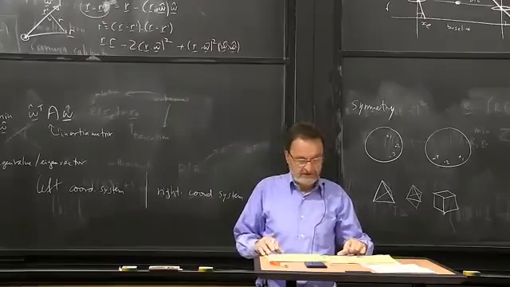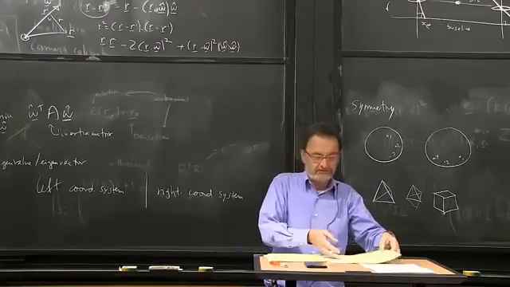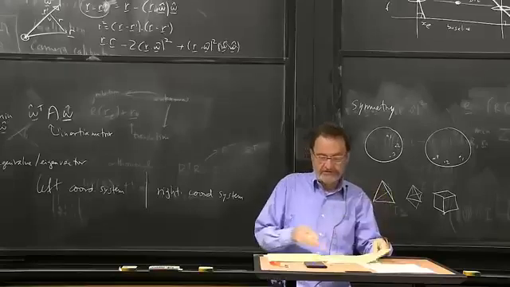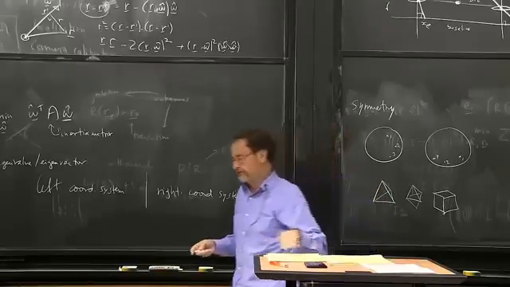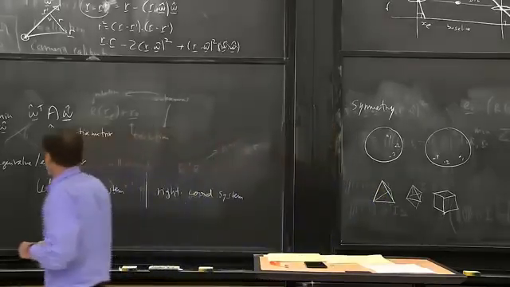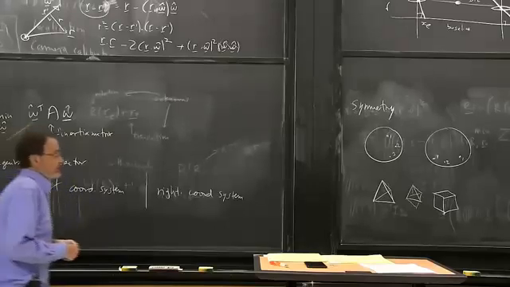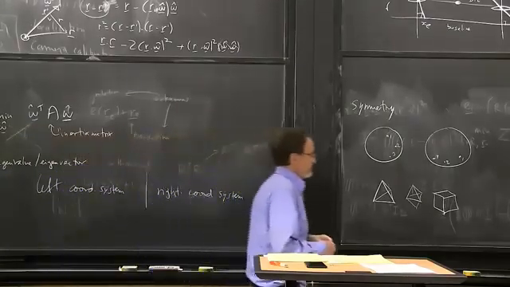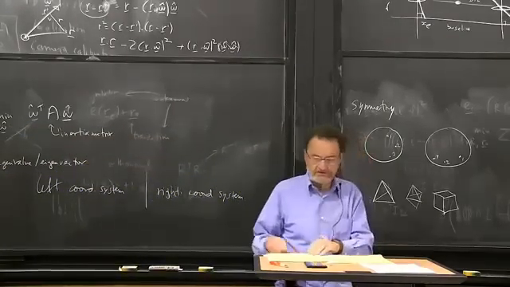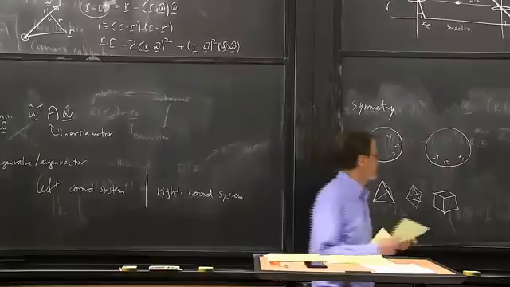Okay, so let's go back. The problem is not the translation. The translation is going to be pretty easy to deal with. So let's focus on the rotation. Generally speaking, we have a bunch of different methods of representing rotations. So let's first of all look at the properties.